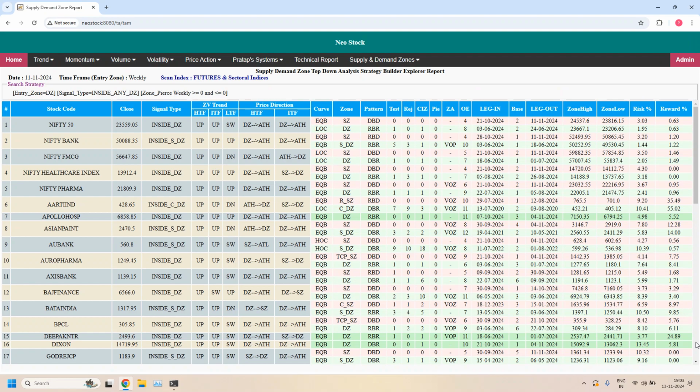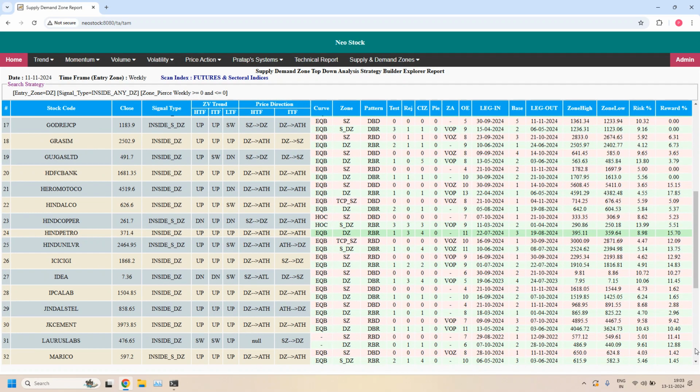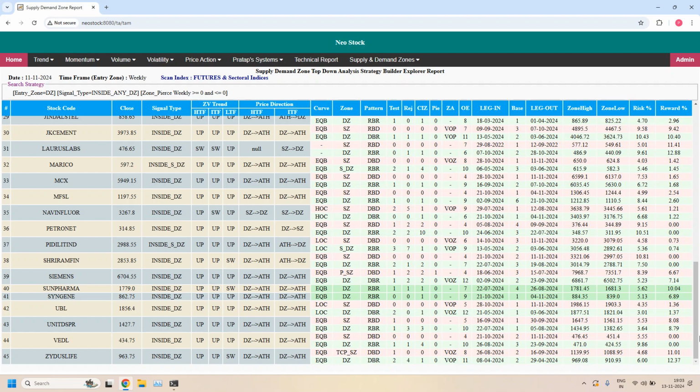We got a big list. These are the first 17 stocks. I'm scrolling the list down. Up to 32 stocks. Again, I'm scrolling the list down. So total 45 stocks are filtered.